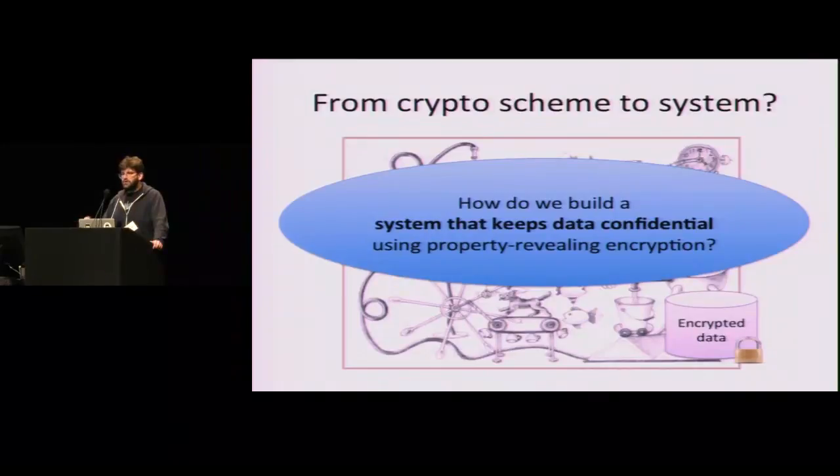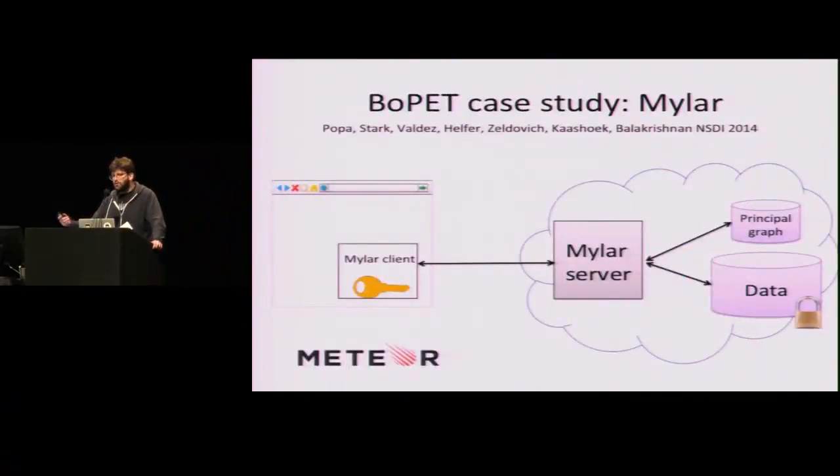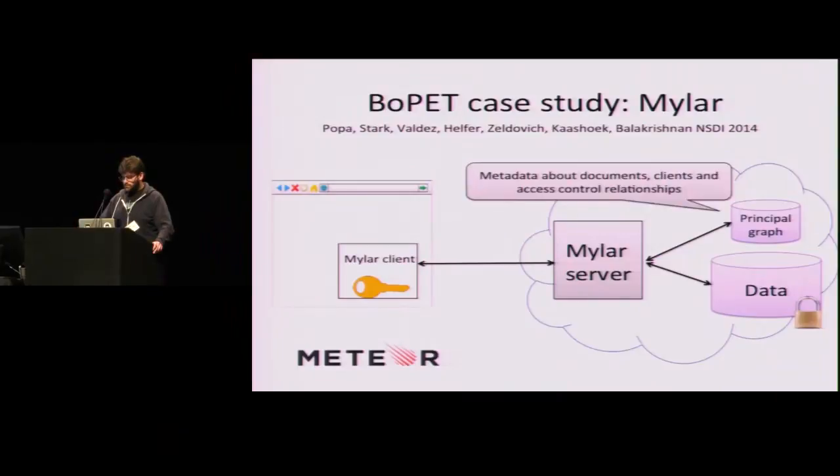To assess this question, we did a case study on a BOPED called Mylar, which was a paper published in NSDI 2014 by Popa et al. Mylar basically uses the Meteor JavaScript web application framework and builds some cryptographic functionality on top of it that handles the multi-key searchable encryption functionality that I discussed earlier, as well as some key management and access control. The Mylar server handles requests from the different Mylar clients, and it handles access control as well, but it also has access to a principal graph, and the details here aren't too important. You should basically just understand that this is metadata about access control relationships between documents and clients.